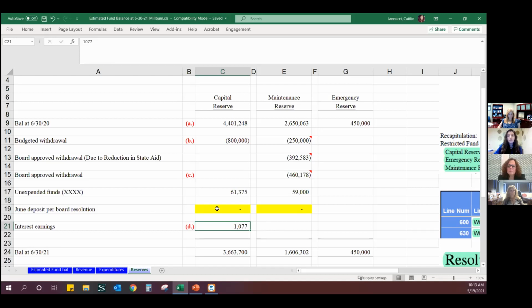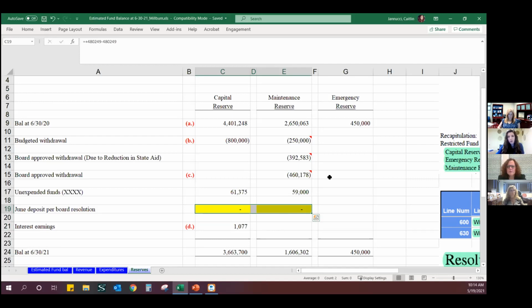Also, if you notice, I just left these yellow here, which is the whole point of our presentation: how to help you determine what amount of money at the year end in June you want to put back into the reserve. So we're starting here with our presentation, but we're going to come full circle and end back on this spreadsheet and show you how Cheryl determined what she wants to put into her reserves.